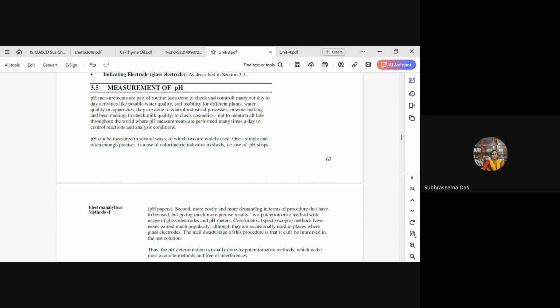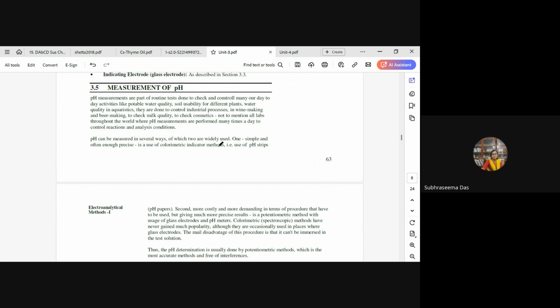Then coming to measurement of pH. Now we have studied the different types of electrode. Now we will understand how the pH is measured using the pH electrode, the glass electrode. The pH is a very important parameter for our day-to-day lives, because from the water we drink to the food we eat, to our day-to-day diagnosis, we need to understand the pH.